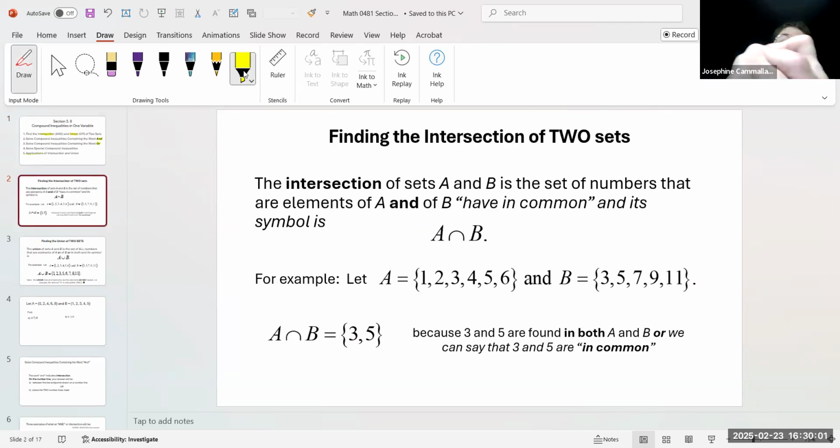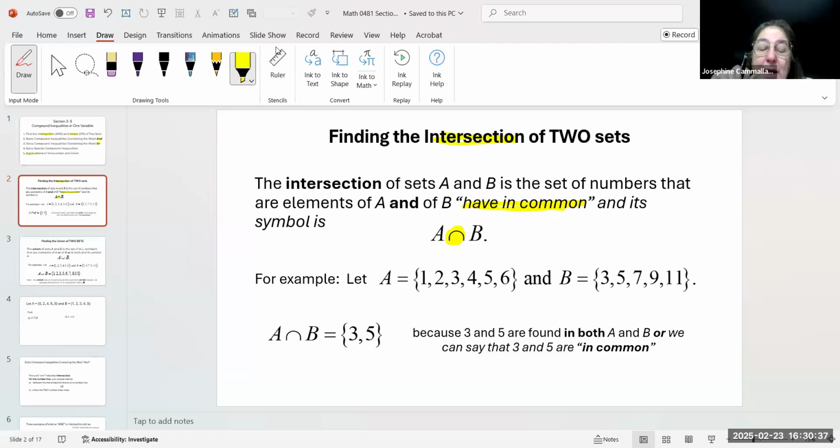Now, we're going to be talking about an intersection. Now, you see this little U that's upside down? That is the mathematical symbol for intersection. And intersection is what's in common. That's how I've always thought about it. What's in common? Now, they're going to be giving you some set notation.